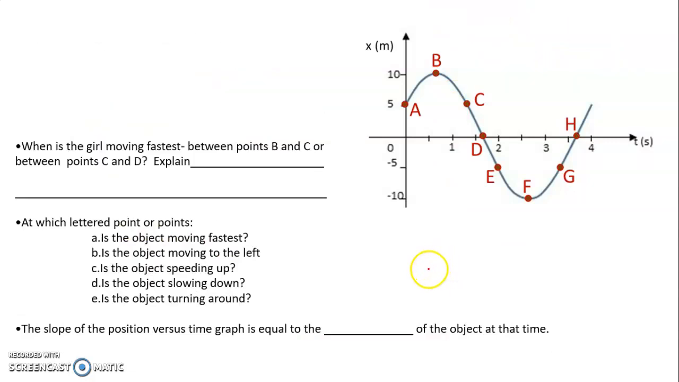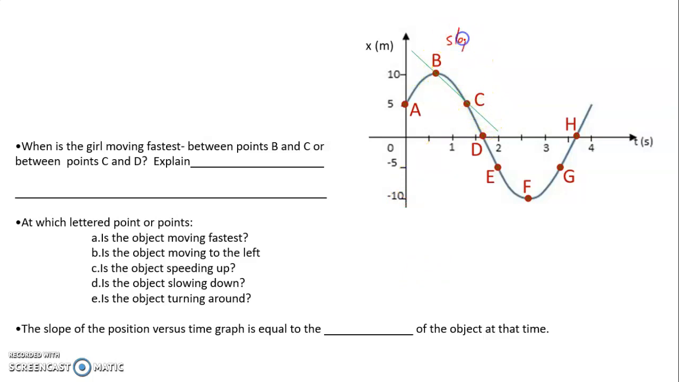All right, when is the girl moving fastest? Between points B and C or between points C and D? To do this, we could do the calculations, but I really want you to be able to see it on the graph in terms of the slope. To help you with that, take a look at this green line here and you can see that slope.